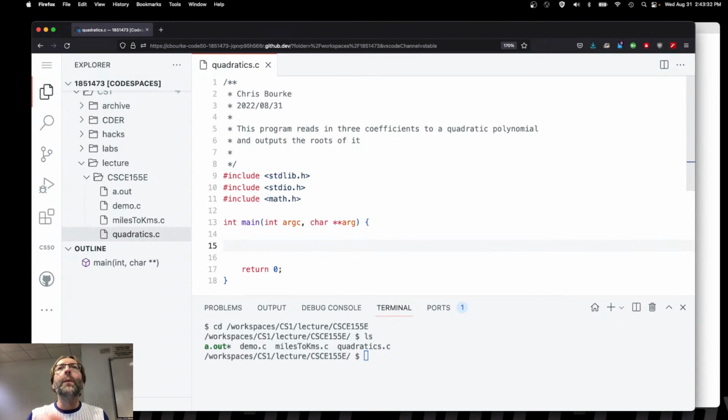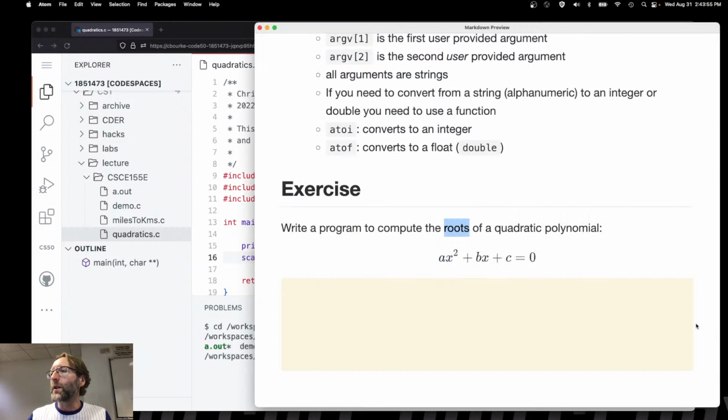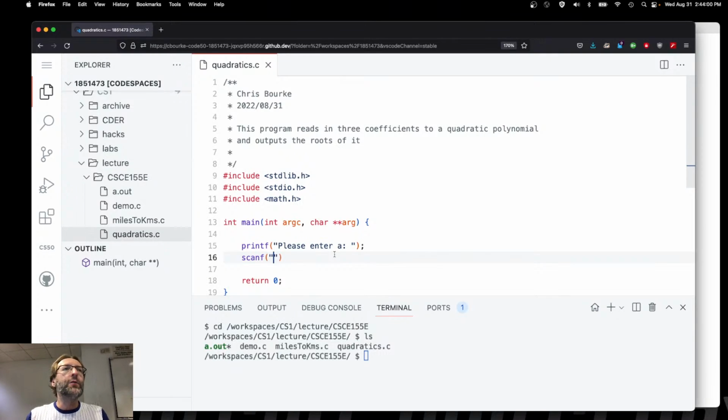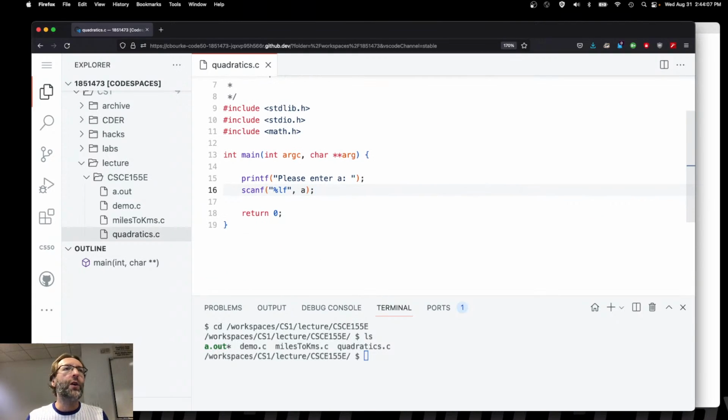So let's go ahead and prompt for input first. Well, let's do an interactive program like we've been doing. Printf, please enter a, the first coefficient. How do I read in a? Scanf, right? And I'm going to be reading in, should a be an integer or a double? Double, okay, because not all coefficients are going to be just integers, whole numbers. So what's my placeholder for a double? %lf. Read in a.